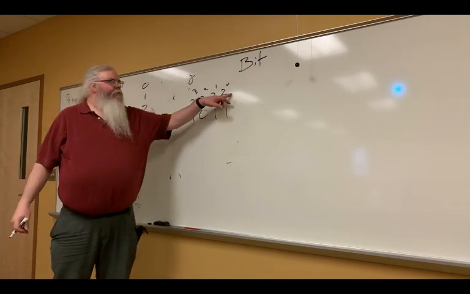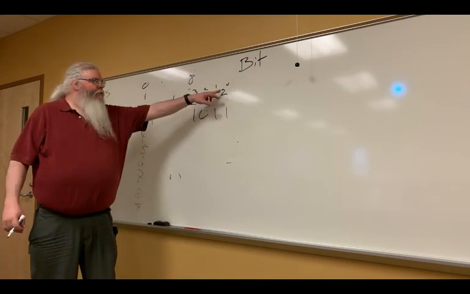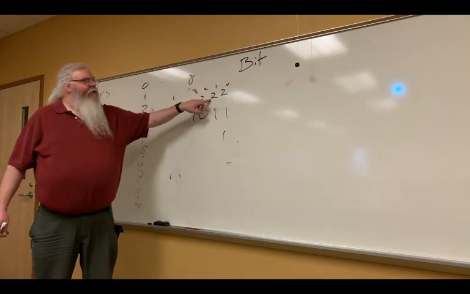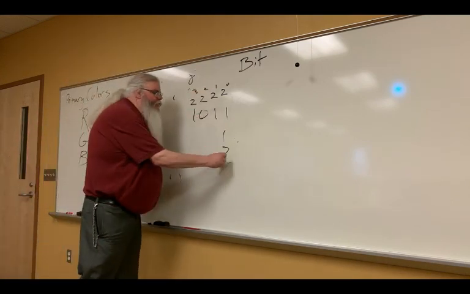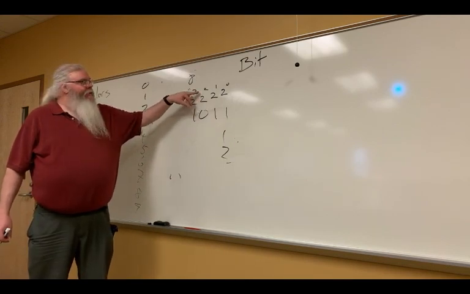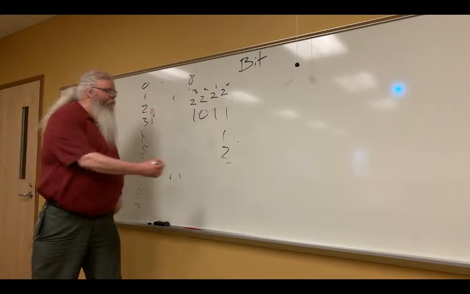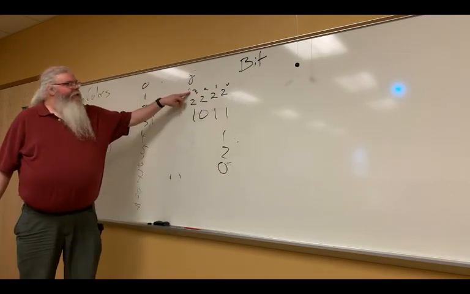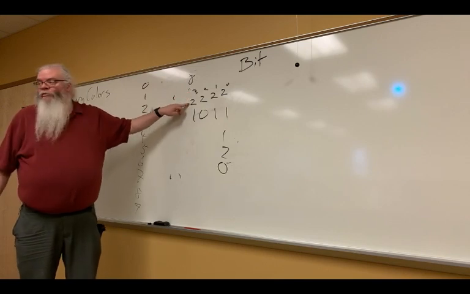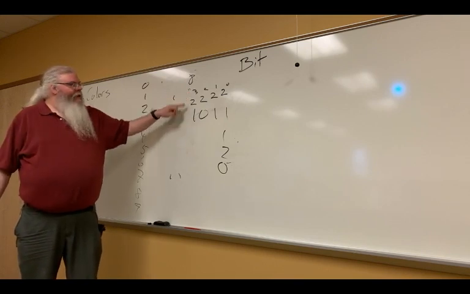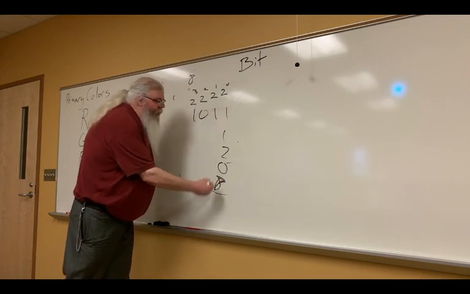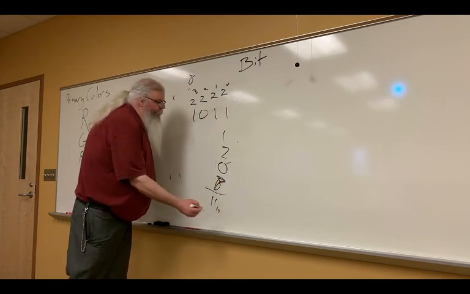2 to the 0. Anything to the 0 power is 1. 1 times 1 is 1. Anything to the first power is itself. 2 times 1 is 2. Anything squared is the base times the base. So that's 4. 0 times 4 is 0. And anything to the third power is the base times the base times the base. 2 times 2 is 4, times 2 is 8. 8 times 1 is 8. We add those together, and we get 11 in base 10.